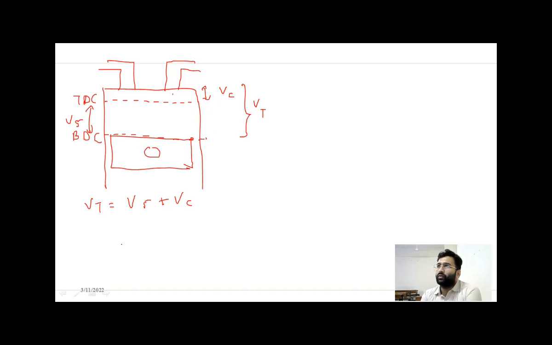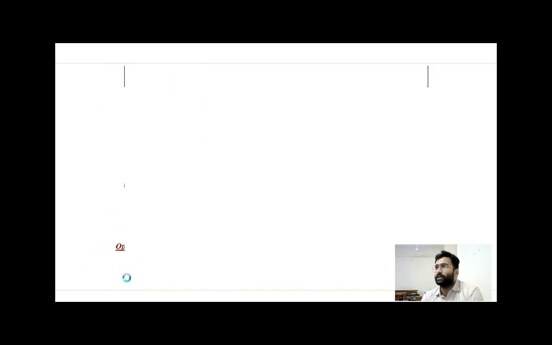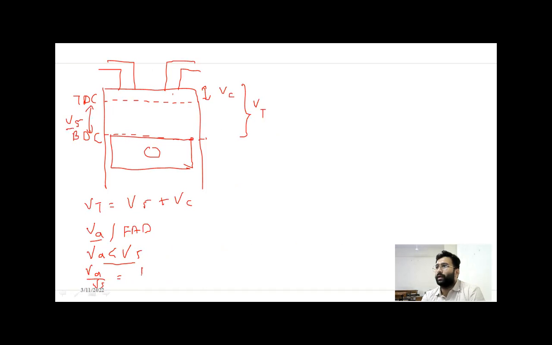Then there is another term called the actual volume. The actual volume delivered, in our case, is called FAD, free air delivered. The actual volume is always less than the swept volume. Theoretically, this piston cylinder assembly should intake VS amount of air, compress it and deliver VS amount of air, but actually that does not happen. The actual volume is always less than VS, and this ratio of VA to VS is called volumetric efficiency.